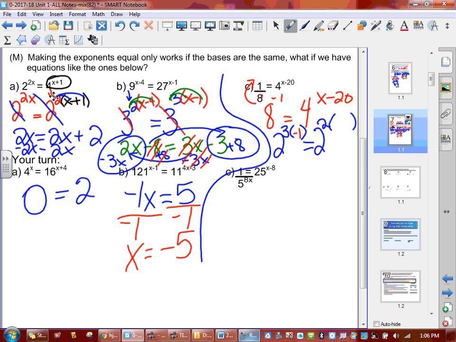Okay? So now your bases are the same. You're going to drop your bases, and you're going to multiply on the left to get a negative 3. And you're going to multiply into the bracket on the right. So you're going to get 2x minus 40.